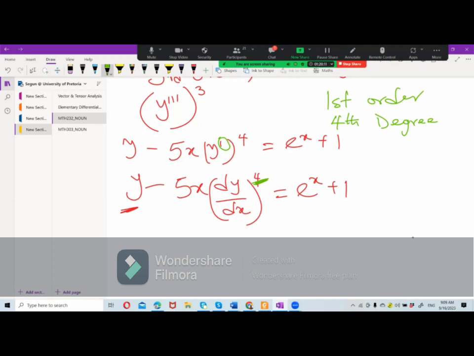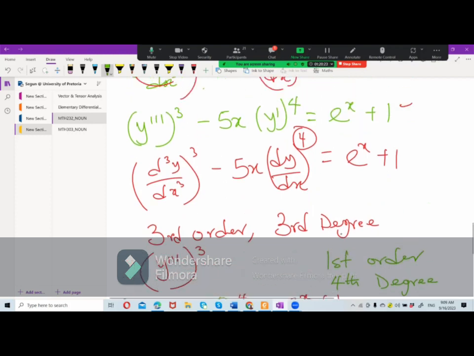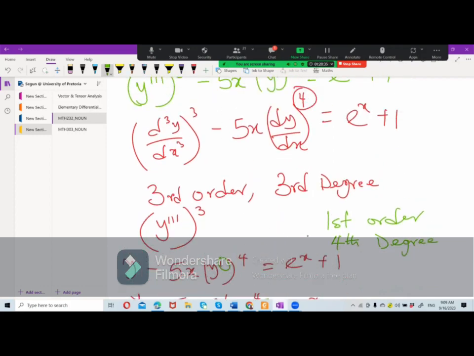Then the last one is 3. The last example that you just did. The example that I gave, what is the order? What is the degree? So, third order, third degree, the last example that you gave us. Yes. This one is third degree because you have third order, which is the highest derivative, and the highest derivative is raised to power 3. And it makes it a degree raised to power 3. The fact that you have 4 here does not make it degree 4, because it's not the highest derivative.